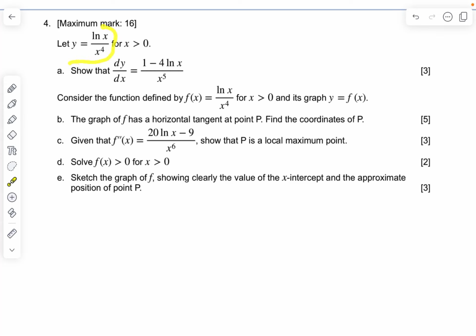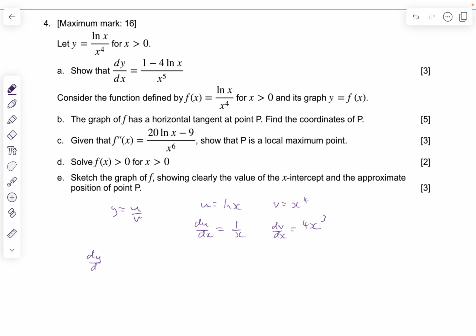So we have a graph here, show that. Oh, we have to differentiate. So let's say y equals u over v, where u equals log x and v equals x to the power 4. So we can do du by dx. Differential of log x is 1 over x. And dv by dx, differential: multiply by the power and subtract 1 from the power.